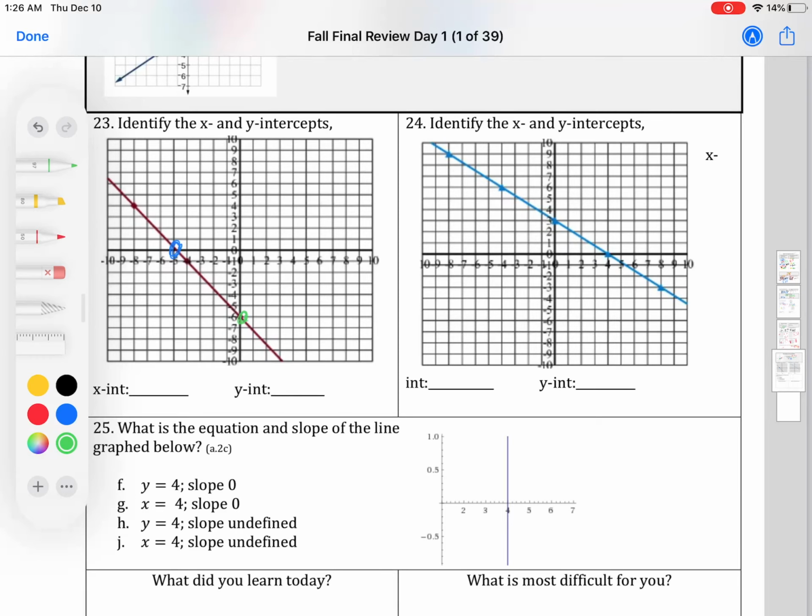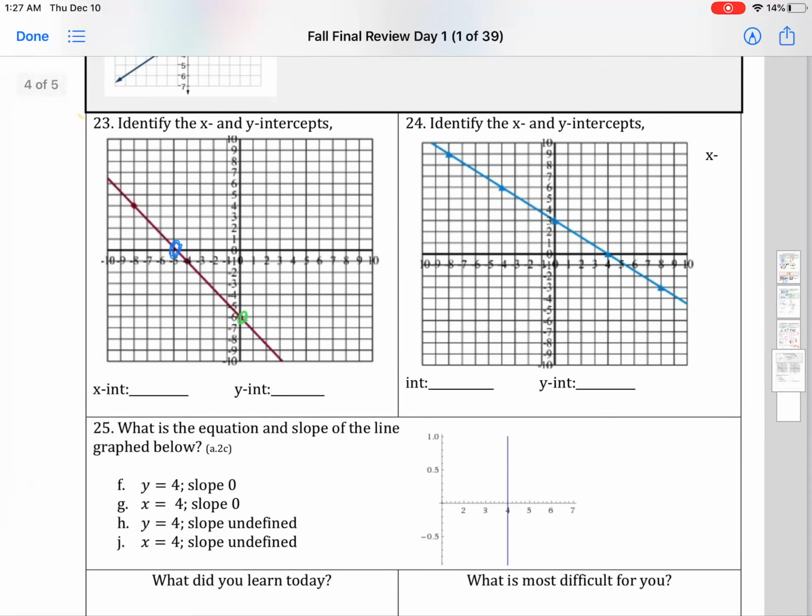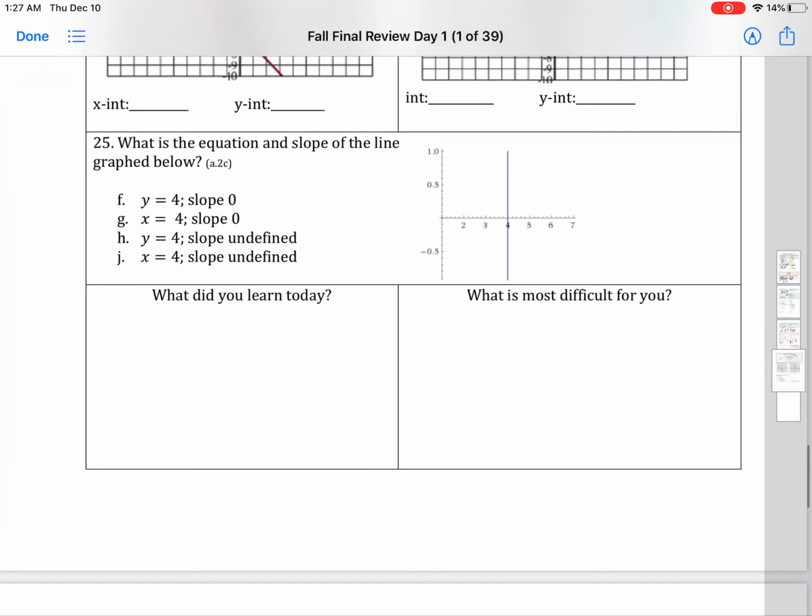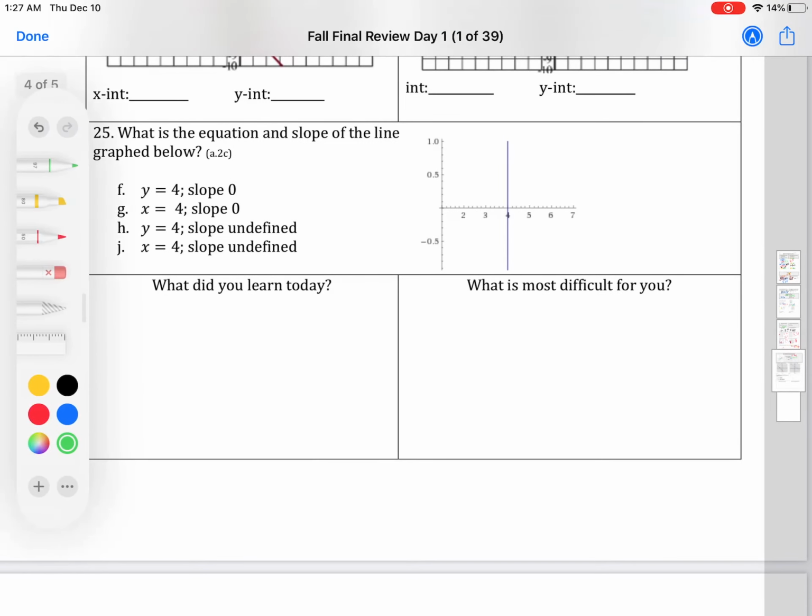I'm going to be nice and just let you write them as numbers. You don't have to write the full ordered pair with the parentheses. You can just write the number where the x-intercept is and where the y-intercept is. So when you're ready, try number 24. Easy. Last bit of today, what equation and what's that slope?